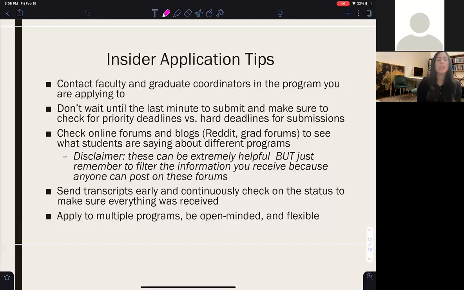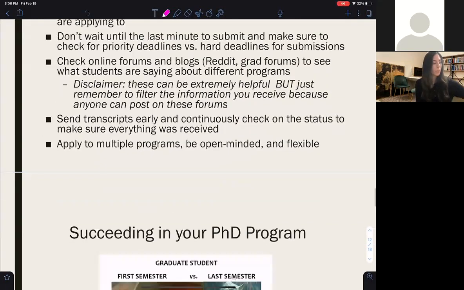And this is my last tip for this part: apply to multiple programs. Don't just apply to your dream school. Be open-minded and be flexible. You might think that you want to go to one school and that's your dream school, but that might not be the best fit for you. So make sure you're applying to multiple programs, reaching out to multiple faculty members, and really keeping an open mind with this. Definitely know your limiting factors, but still don't be too harsh with that criteria, because it still is a competitive process.